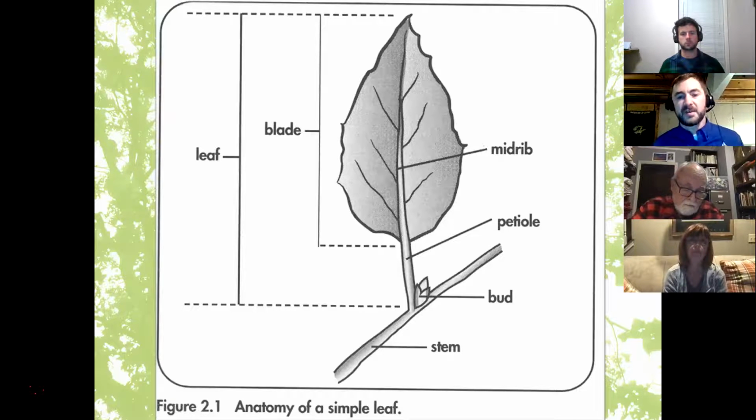Now you might think, yeah, okay, I get it. I'm looking right at it. You don't have to keep telling me that. As you'll see when we get into some more complicated setups, it's important to understand what makes up a leaf versus a blade or a leaflet.